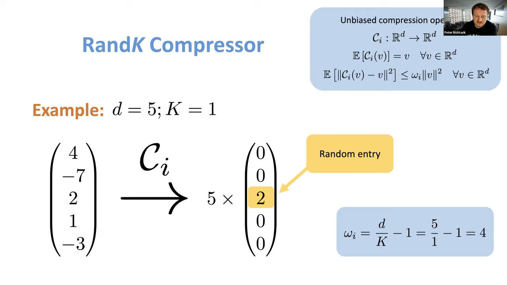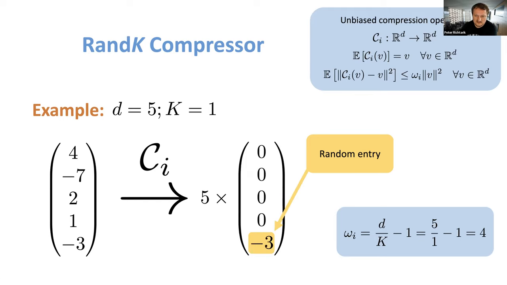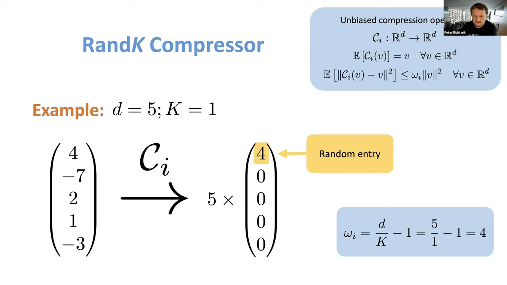If you flip the coin again, then this compressor might output a different vector because it's a randomized compressor. So in this case, everything was zeroed out except for the last entry. Again, this gets multiplied by 5, and this would be the output. If you flip the coin again, maybe the first entry would be kept and all the other entries would be sparsified, would be set to 0. So this is how random K works.